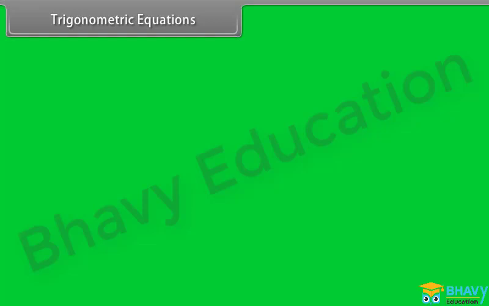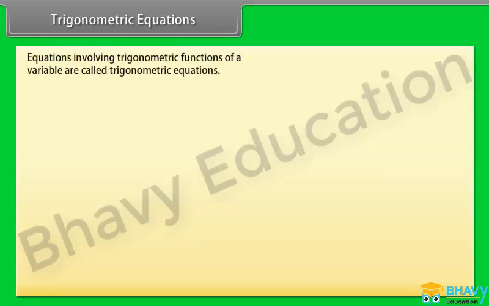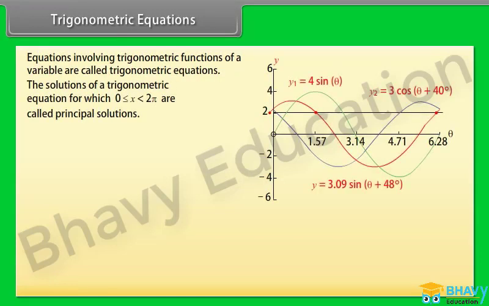Trigonometric equations. Equations involving trigonometric functions of a variable are called trigonometric equations. The solutions of a trigonometric equation for which 0 is less than or equal to x, less than 2 pi, are called principal solutions. The figure given below shows the trigonometric equations.